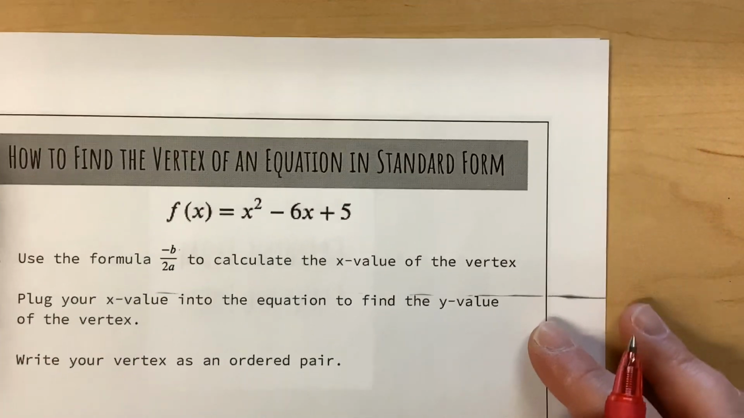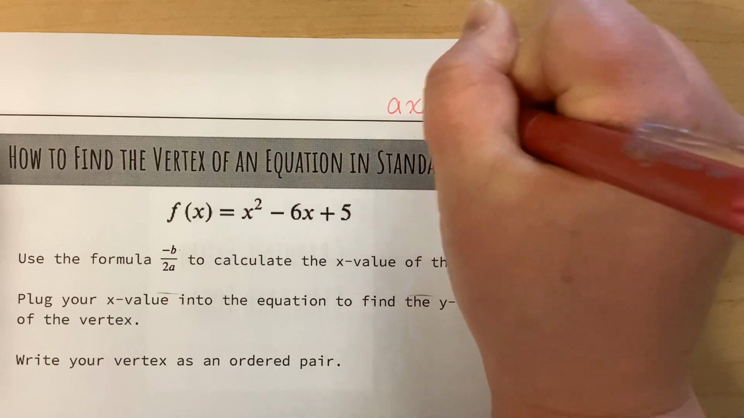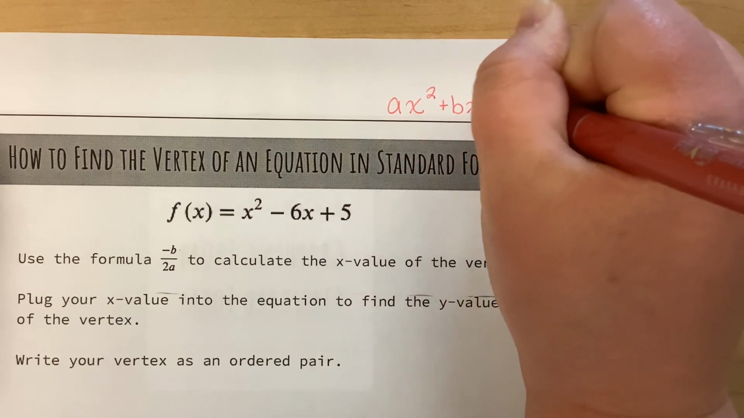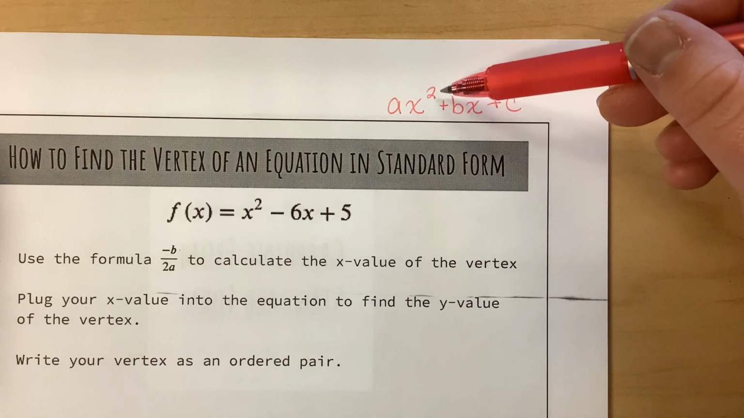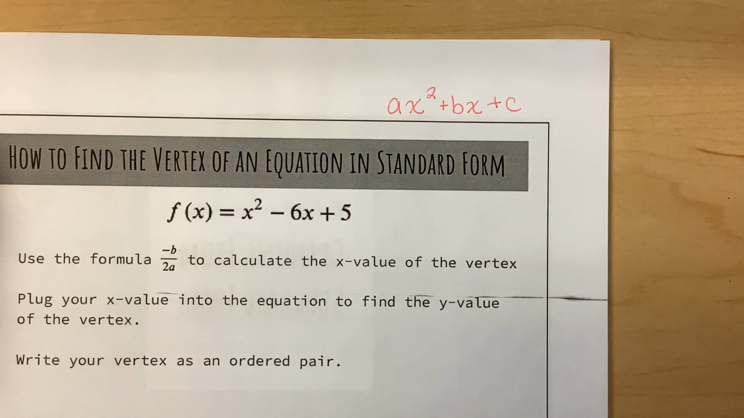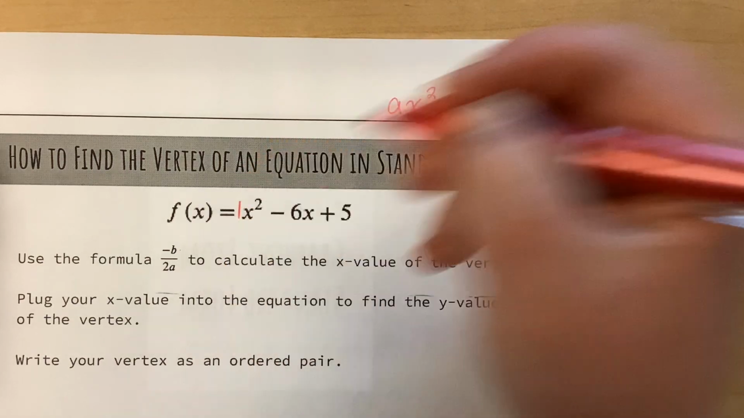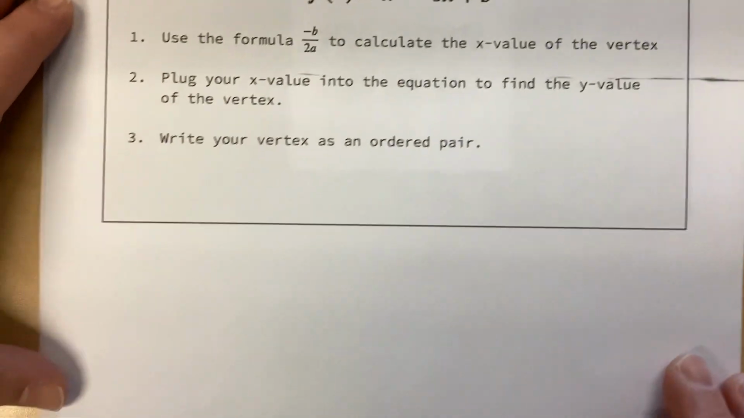So again, remember, standard form is ax squared plus bx plus c. That means the coefficient of x squared is always a, the coefficient of x is always b, and your constant is always c. Remember, there's an invisible 1 in front of that x squared, which we will need to find the x value of our vertex. So let's dive into that right now.